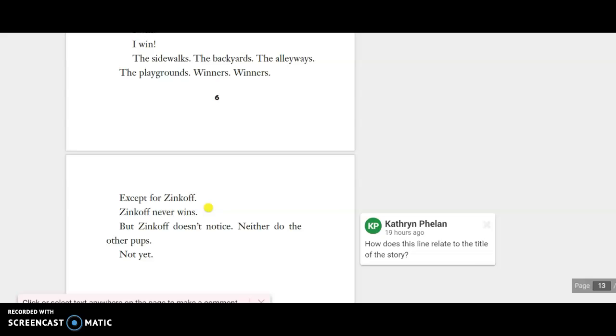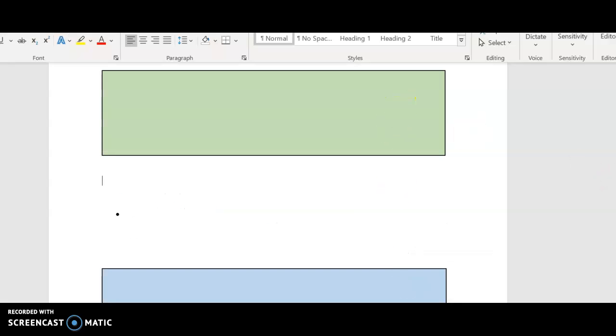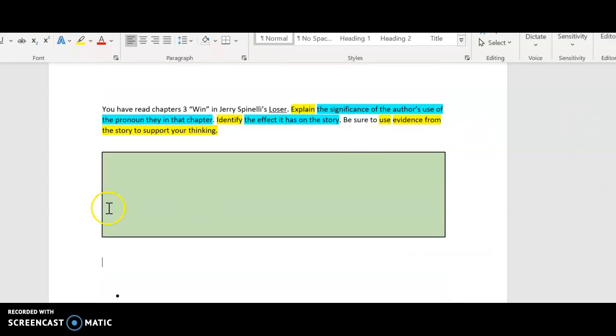So that's what I'm going to go back to, and I'm going to put that in my box because that is my answer. So now I'm going to do the TTQA strategy. With the TTQA strategy, I have to read the question and flip it around. Okay, explain the significance of the author's use of the pronoun.